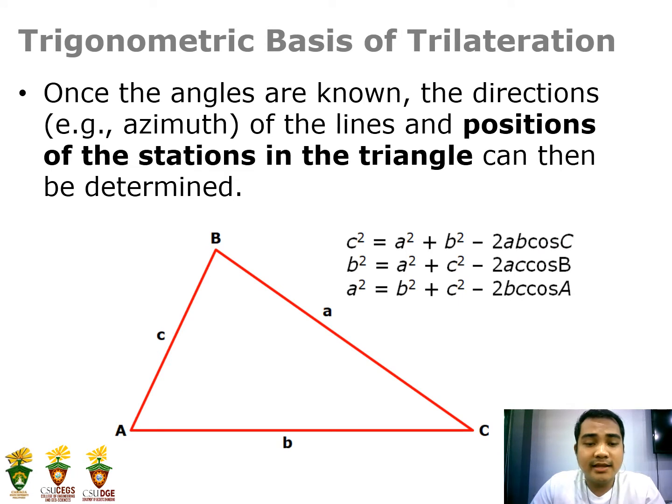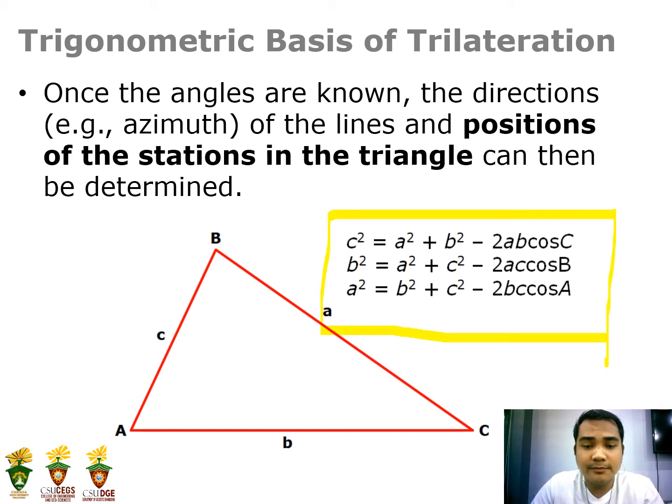Alright, so once the angles are known using these cosine law equations, then the directions, for example the azimuth of the lines, and the positions of the station in the triangle can also be determined.